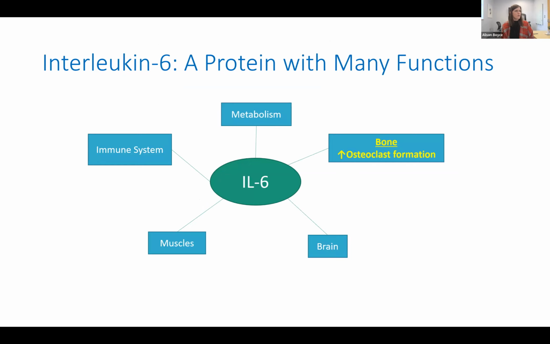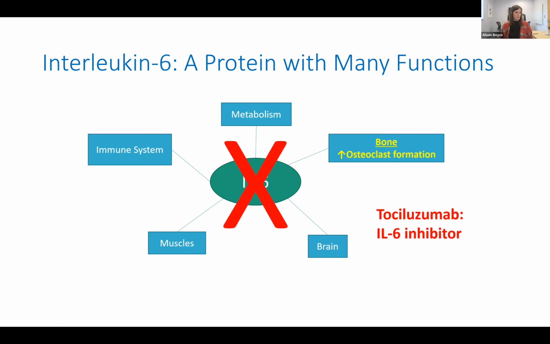All right, so I wanted to talk about interleukin-6. This is another protein that FD cells have been shown to release. So IL-6 does a lot of different things in the body. It's involved in metabolism, your immune system, muscle function, brain function. But the reason people are interested in it in FD is that it's also involved in bone, and particularly in osteoclasts, or those bone resorbing cells that we've been talking about. So tocilizumab is a drug that binds IL-6 and decreases its activity in all of these areas.